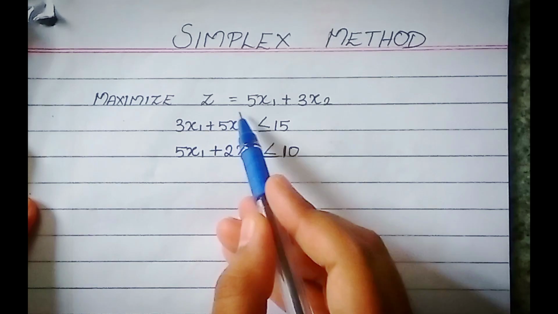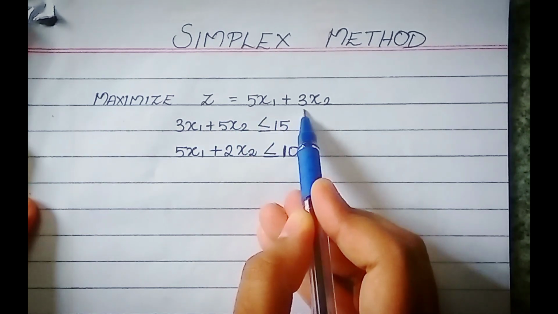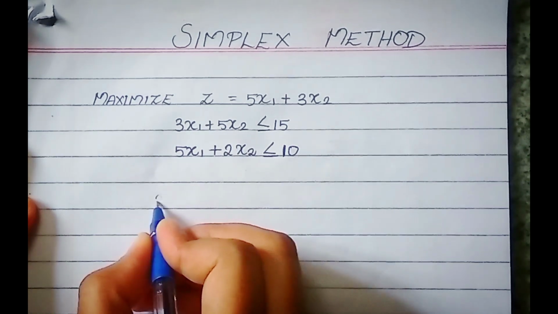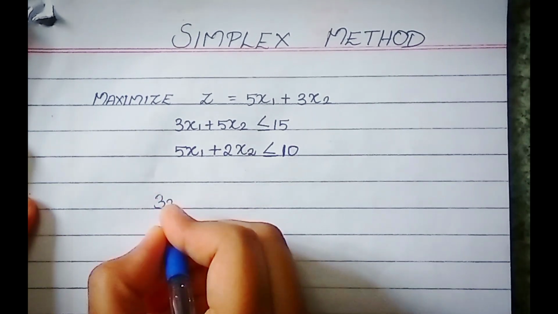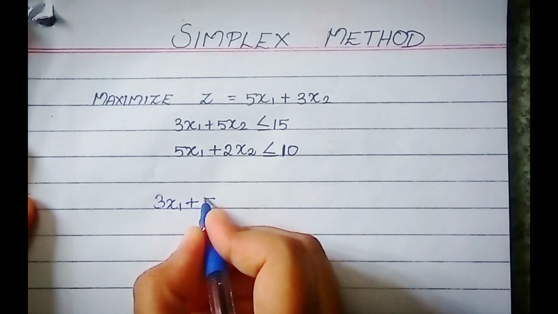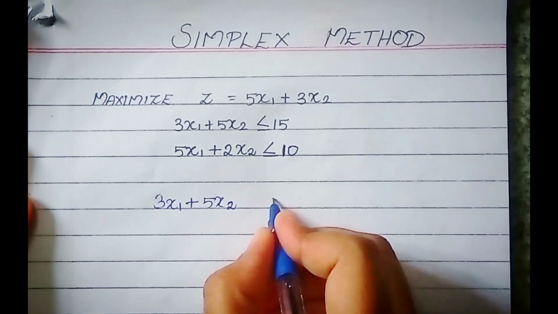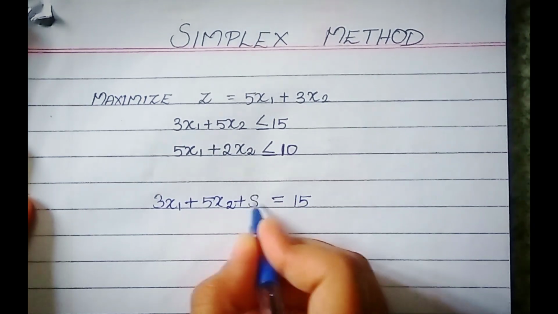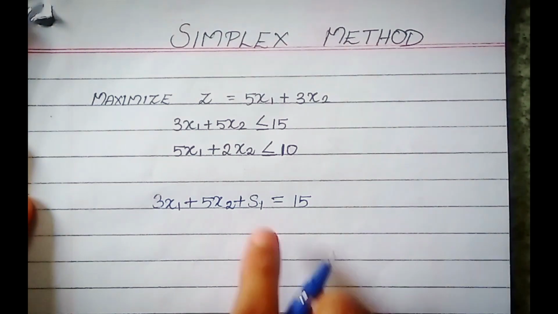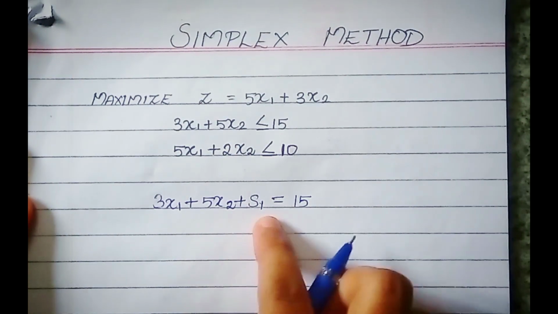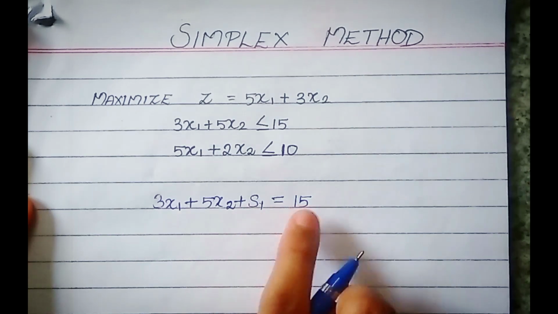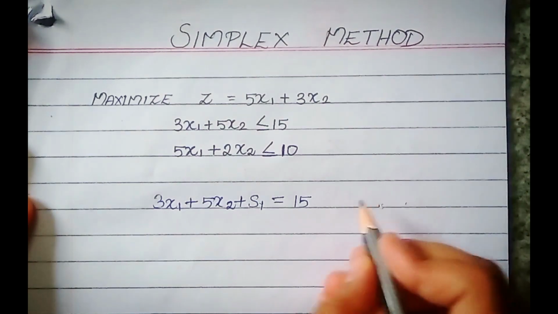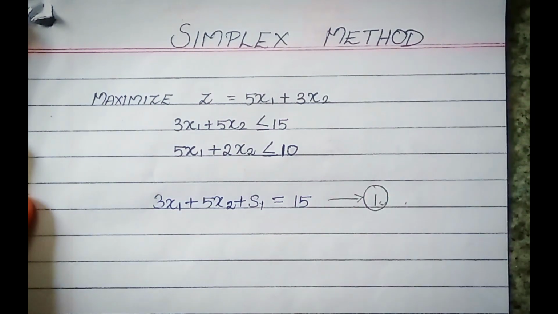Maximize z is equals to 5x1 plus 3x2 and there are two equations given. So it can be written as 3x1 plus 5x2. To equalize this equation, we should add a slack variable s1, right? So it has some value in it, so that when we add all these three terms, we will get 15. This is equation 1, right?